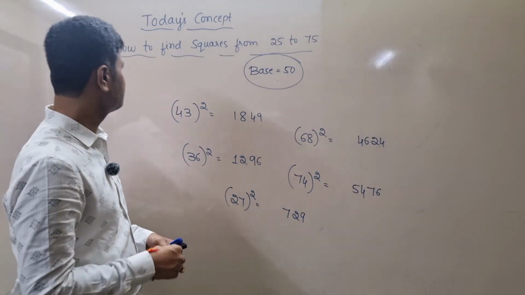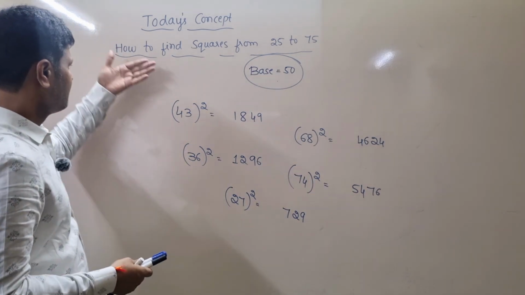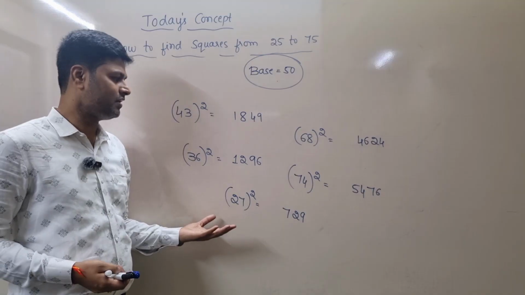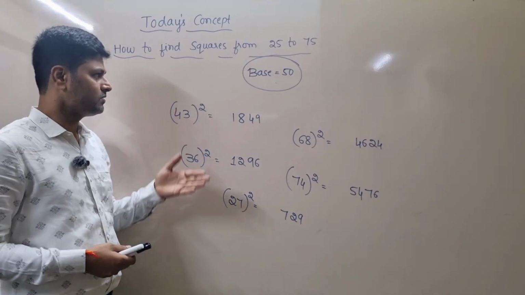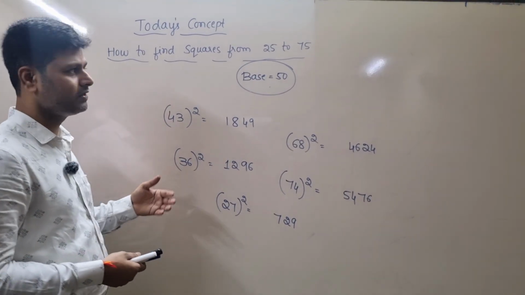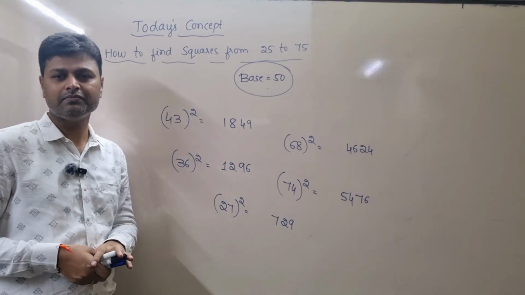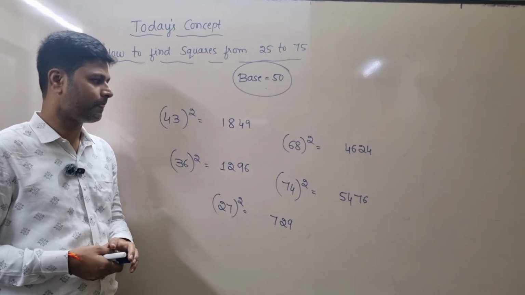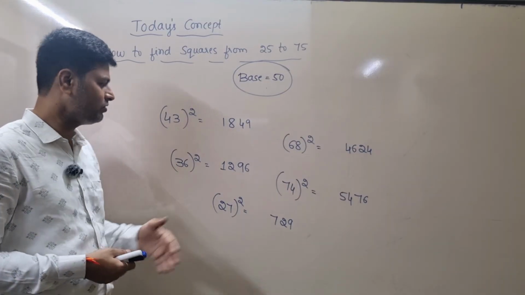Okay. So now this concept is how to find squares from 25 to 75. Next we will go through the next concept, how to find the squares from 76 to 125.